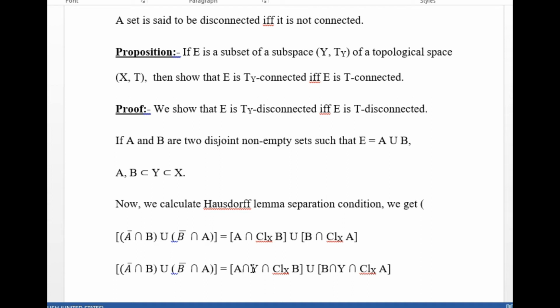We write A intersection Y as, because A is a subset of Y, the intersection of A with Y is again A. So we write A to be A intersection Y and B to be B intersection Y.